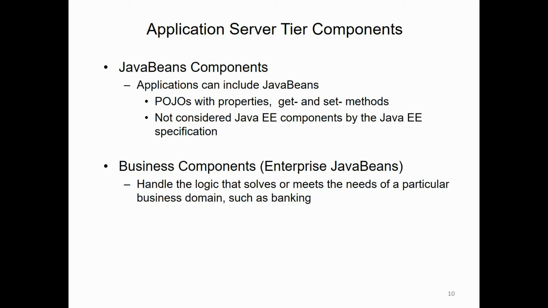We can also make use of Java Beans within our applications. These are POJOs, plain old Java objects, that have properties, that is, a field with corresponding get and set methods. Now, these are not considered part of the Java Enterprise Edition framework. On the other hand, we do have within that framework Enterprise Java Beans. And these are components that we write that will implement the logic that meets the needs of that business domain.